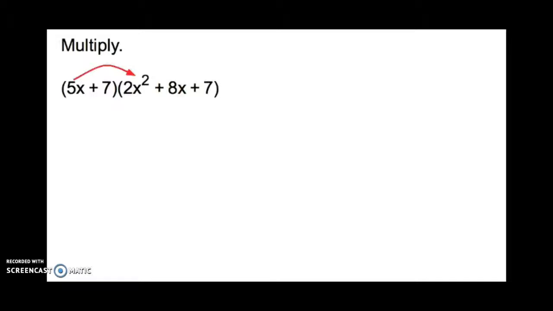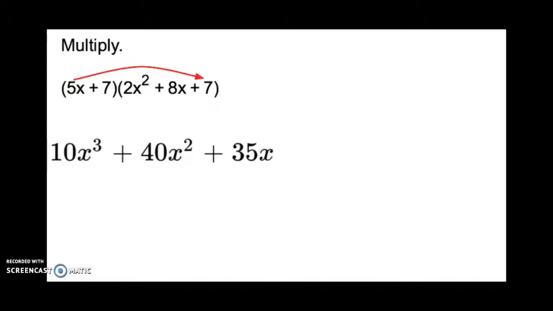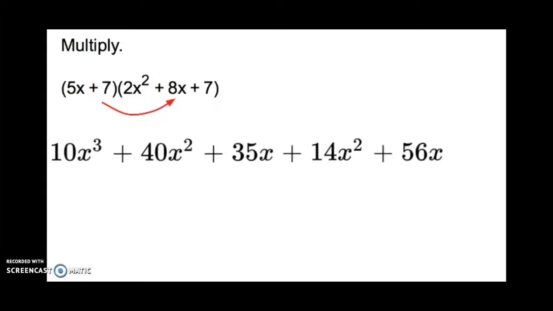So we have 5x times 2x squared, which is 10x to the third. We have 5x times 8x, which is 40x squared. And we have 5x times 7, which is 35x. Now we multiply the 7 to everything. So 7 times 2x squared is 14x squared. 7 times 8x is 56x, and 7 times 7 is 49.